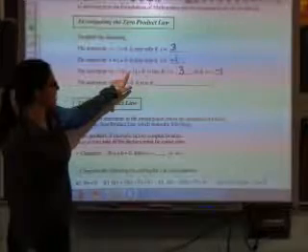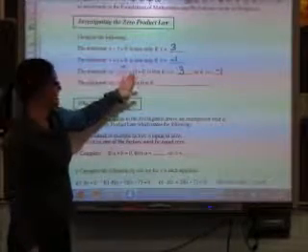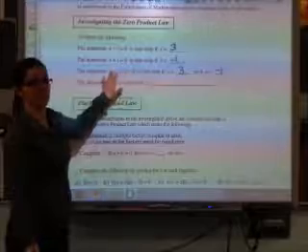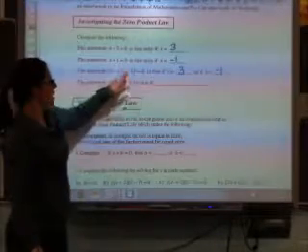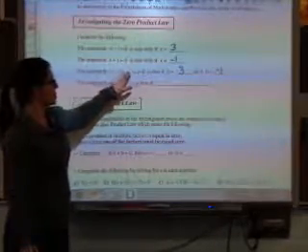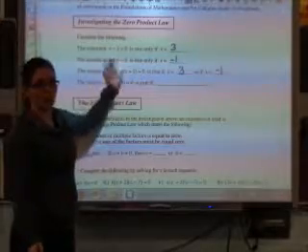0 times this, which would be 4, is still 0. So it doesn't even really matter what the value of this is. This was 0, whole thing's 0. If x is equal to negative 1, this becomes 0 multiplied by whatever gives me a 0.